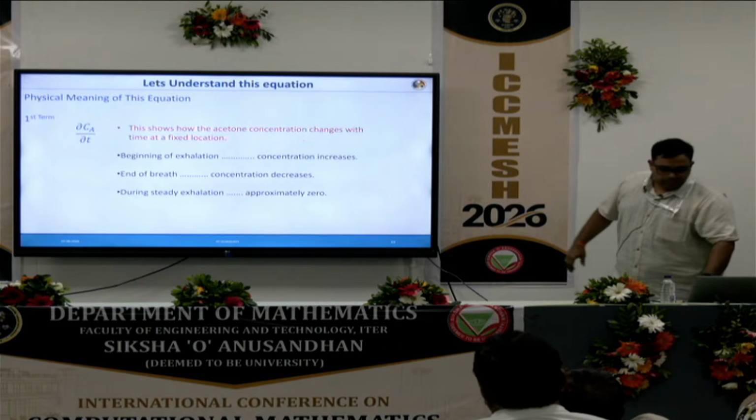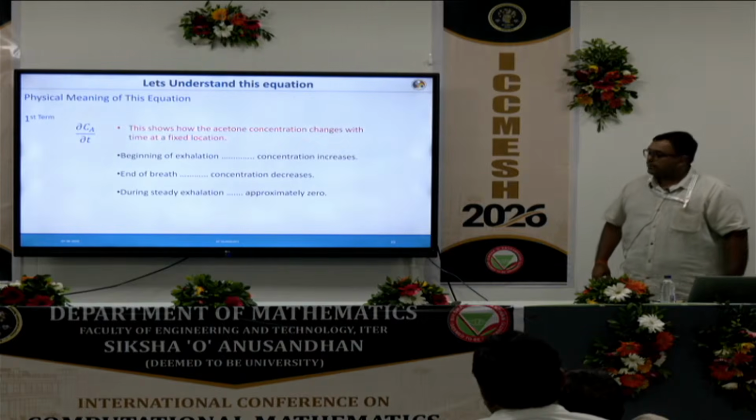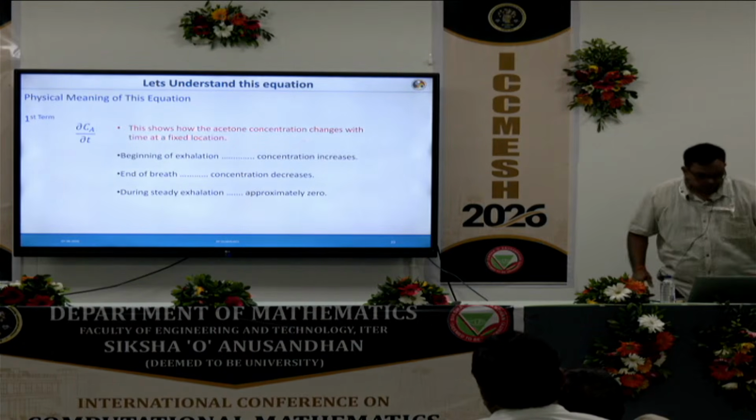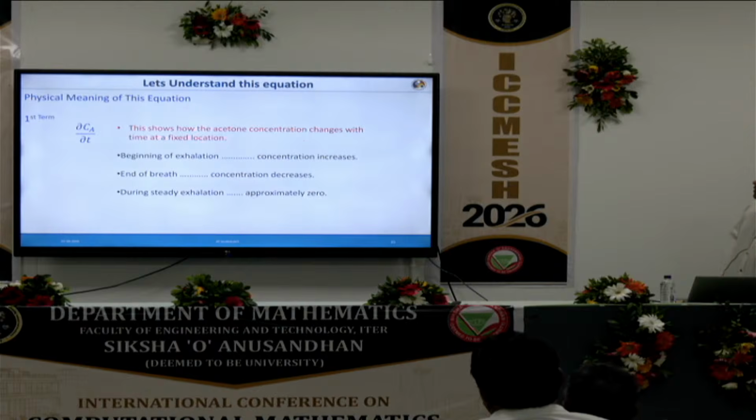The first term in this equation, this particular term del C by del T. Please note that I am not writing T and X over here, but it still contains that T and X. I am just avoiding that. Now this shows how acetone concentration changes with time at a fixed location.